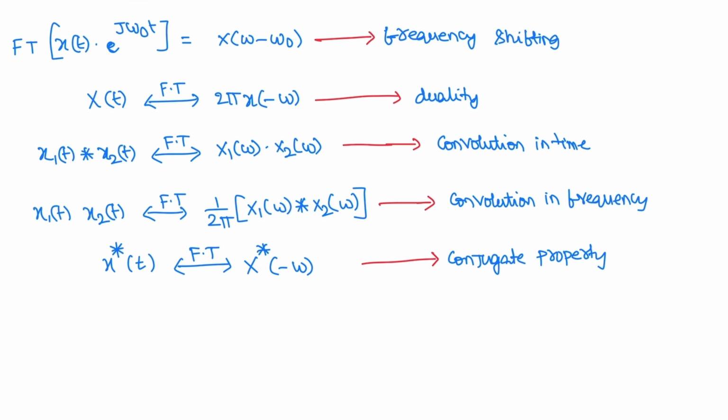Let us see some more properties, that is frequency shifting. The Fourier transform of x of t e power j omega naught t is X of omega minus omega naught. The duality property of the Fourier transform is, if the Fourier transform of small x of t is capital X of omega, then the Fourier transform of capital X of t is 2 pi small x of minus omega. Next, convolution in time is multiplication in the frequency domain. Next, convolution in frequency is multiplication in the time domain. Next is the conjugate property: the Fourier transform of x star of t is X star of minus omega.